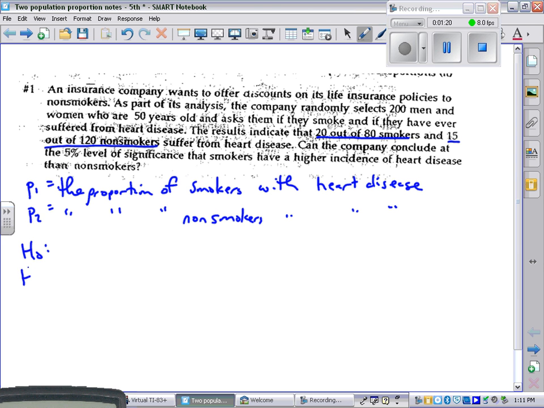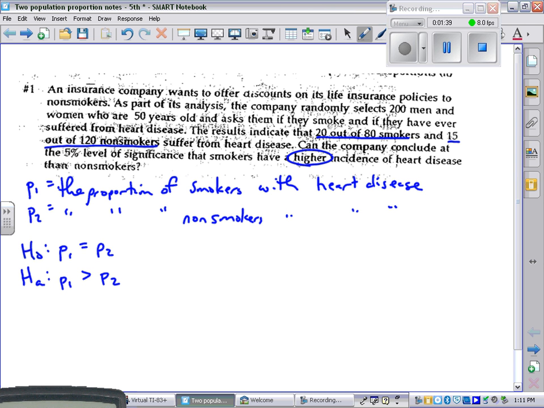And from that, I can define my H0 and HA. In this case, H0, the hypothesis of no change or no difference, is that those two things are equal. HA, smokers have a higher risk.